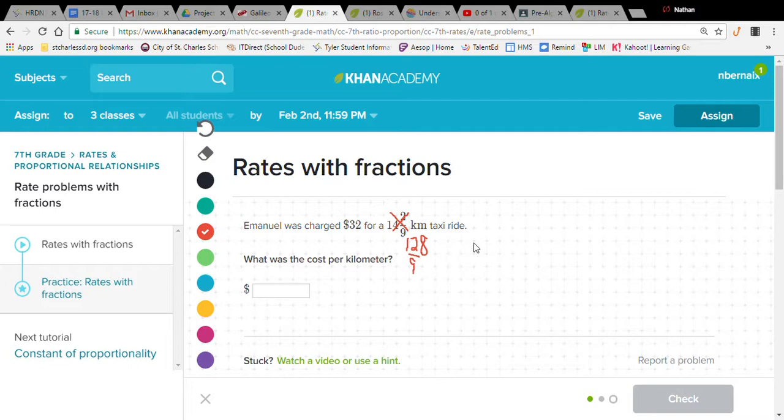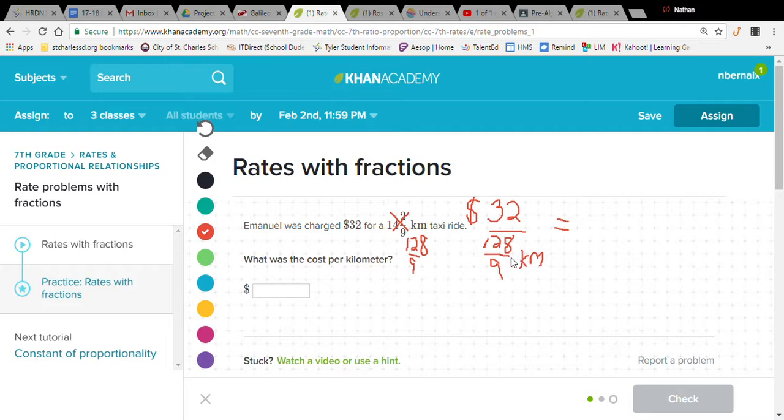Alright, so now let's set up our proportion. What do we have in our problem? We have dollars, so $32, and kilometers for a 128 over 9 kilometer taxi ride. This looks super funky because you've got sort of a fraction within a fraction. But remember, you're thinking about this more as a ratio. So this is the ratio of dollars to kilometers for this taxi ride. $32 gets you 128 over 9 kilometers.